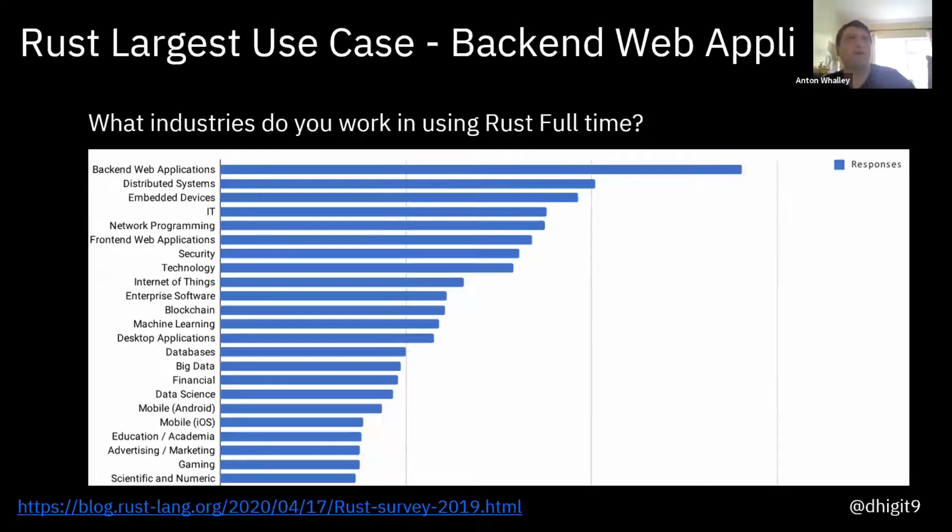This was the survey that was across Rust users. What are the types of things that you work on when you're using Rust full time? And as you can see there, by a fairly substantial margin, it's back-end web applications.